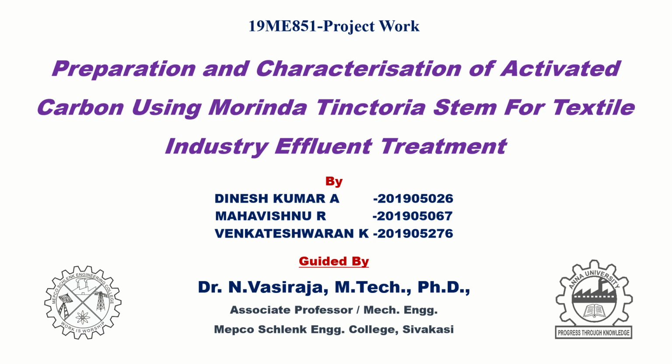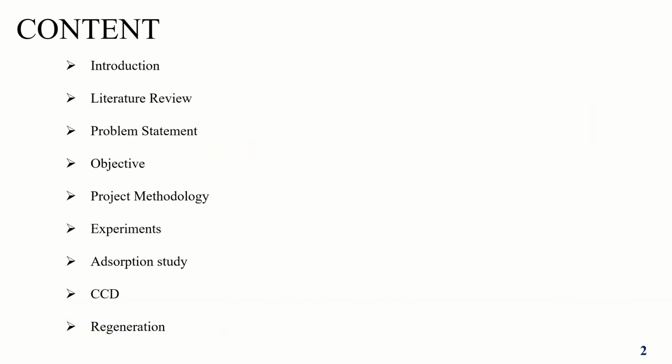Project title: Preparation and characterization of activated carbon using Morinda tinctoria stem for textile industry effluent treatment. Team members: Dinesh Kumar A, Magavishnu R, Venkateswaran K. Project guide: Dr. N. Vasiraja, M.Tech, PhD, Associate Professor, MEPCO Schlenk Engineering College. Content: Introduction, literature review, problem statement, objective, project methodology, experiments, adsorption study, CCD, regeneration.